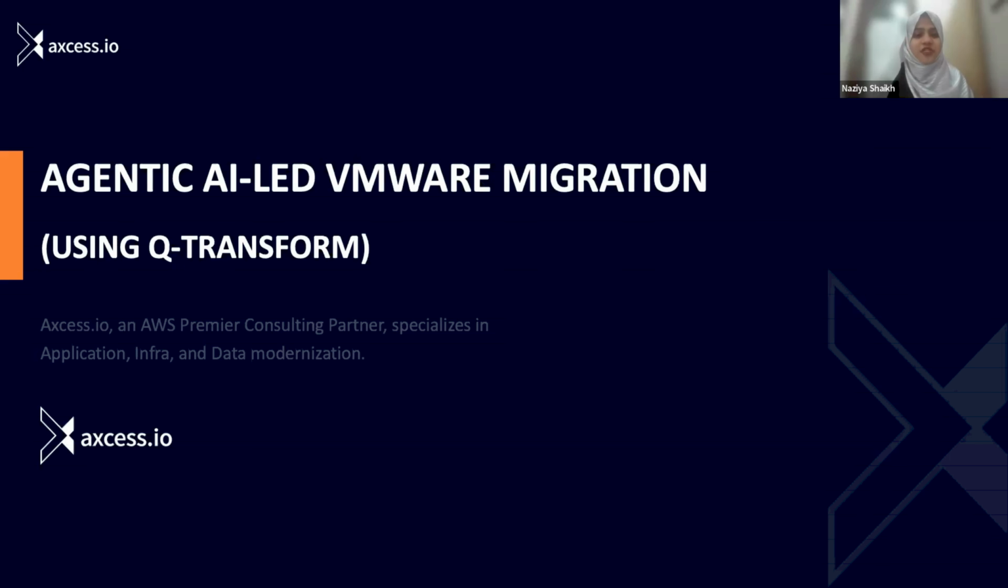Today's session is about something transformative, agentic AI-led VMware migration, powered by Q Transform, a cutting-edge approach that redefines how enterprises modernize legacy workloads. This is not just another migration strategy, it's a leap towards autonomous modernization where AI not only assists but actively leads the transformation while reducing migration effort. We will see how Amazon Q, along with the AWS generative AI assistant, will interpret legacy architectures, automate containerization, and resolve complex dependencies.